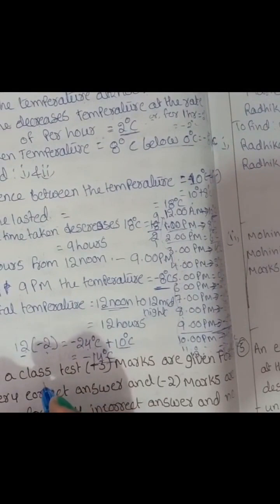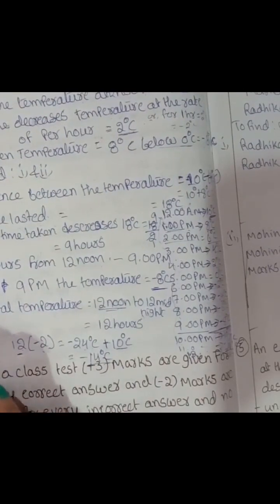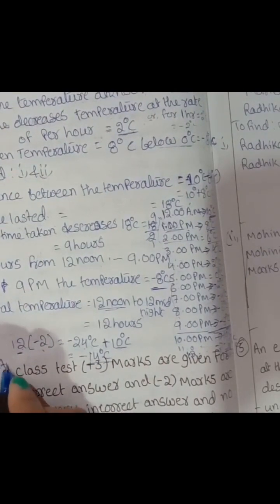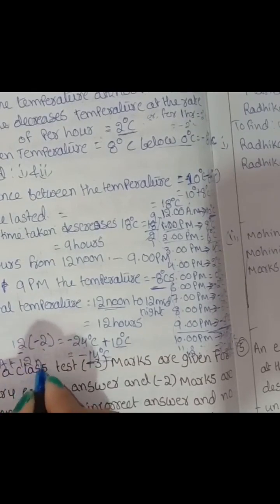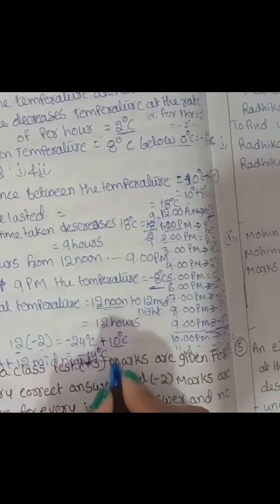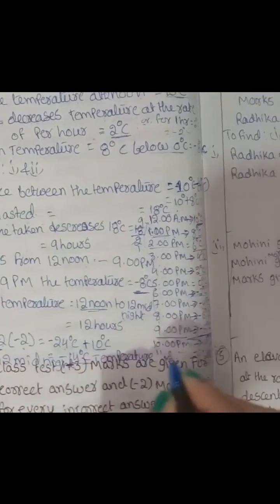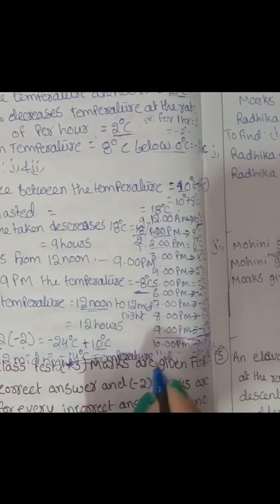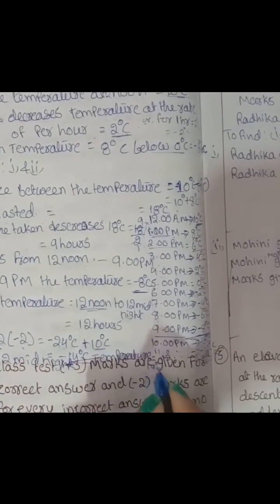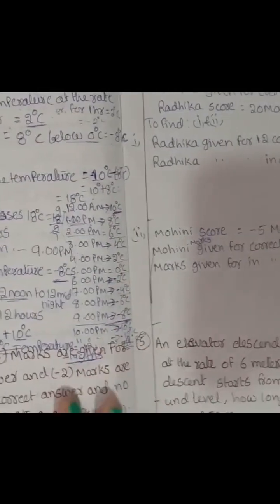What would be the temperature at 12 midnight? Therefore the second answer: at 12 midnight the temperature is equal to minus 14 degrees centigrade. This is the answer. Are you understood? I can say minus 14 degrees centigrade.